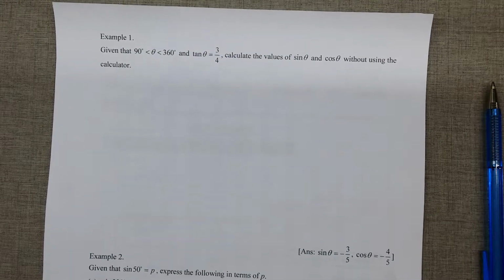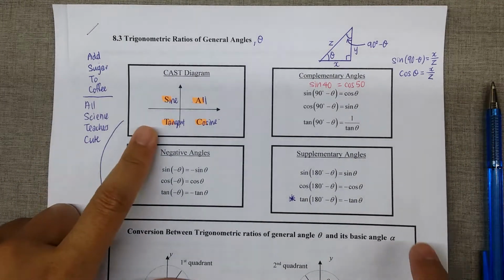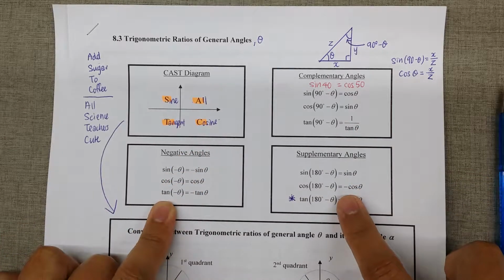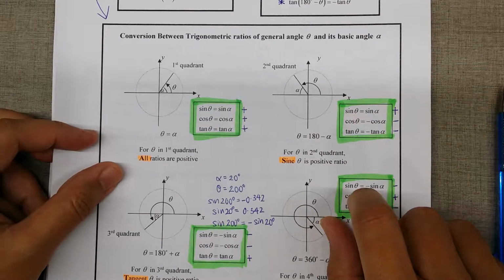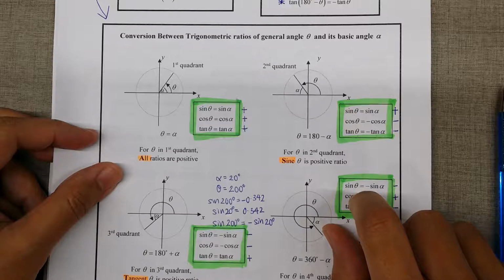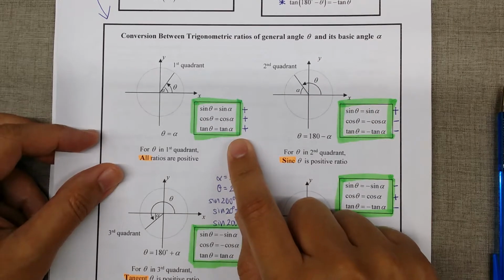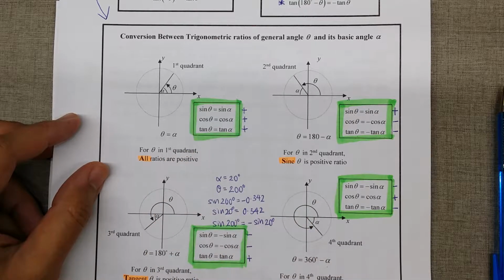Alright, let's get back to page number 6 of worksheet 8.3. Before that, let's recall we have learned the ASTC diagram, complementary angles, negative angles, supplementary angles, and in the 4 quadrants, how does the trigo ratio of general angles compare with the trigo ratio of the basic angle? Okay, for A, S, T, and C, first, second, third, and fourth quadrant.